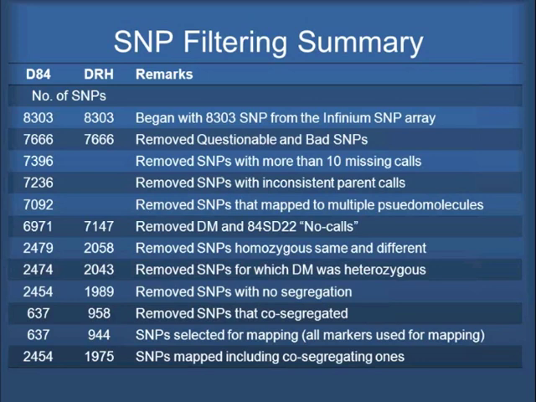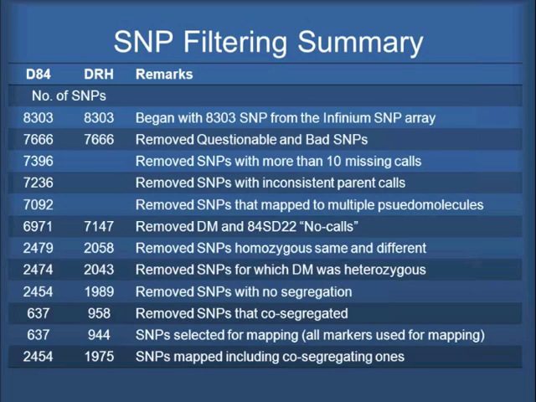Then we removed DM and 84SD22 no calls. And so here's the big jump, when we remove the number of SNPs that were homozygous, same or different, so there's really no segregation is what that's saying. So there's no informative segregation. So those really are the key there. And then we removed the heterozygous DM SNPs, which in this case weren't many. And then remove SNPs with no segregation. Those are the distorted ones, Walter.